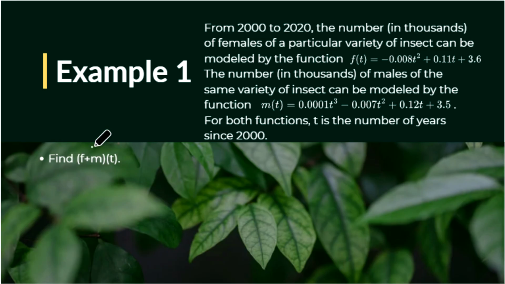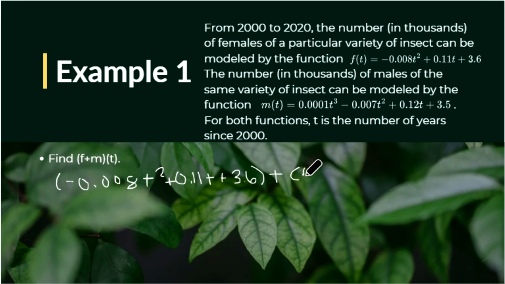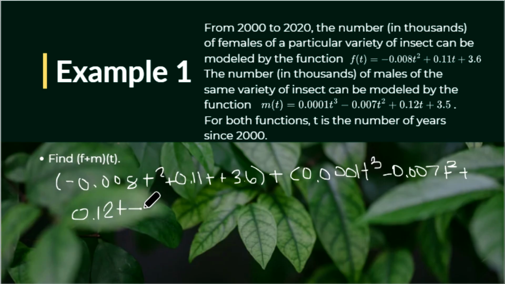So in order to do that, we're going to take the f problem, which is negative 0.008 t squared plus 0.11 t plus 3.6, and we're going to add m, which is 0.0001 t cubed minus 0.007 t squared plus, I'm going to run out of room, 0.12 t plus 3.5. Okay. Now we're just going to add all these together.